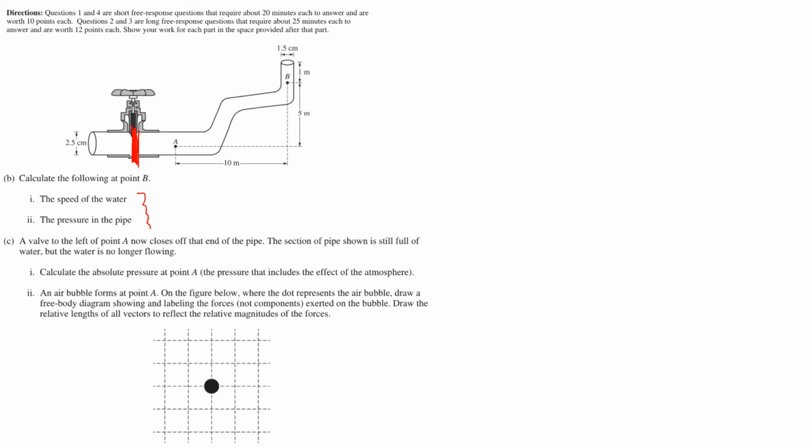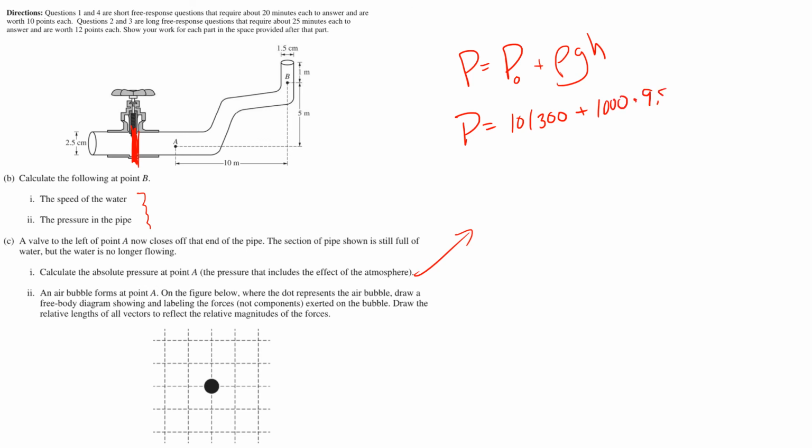Calculate the absolute pressure at point A. The pressure that indicates the height of the atmosphere. Okay, so absolute pressure, we have a formula for this. P is equal to P0 plus rho g h, right? The absolute pressure is going to equal the pressure of the atmosphere, so that's the 101,300, right? It's on your formula sheet as a constant. Plus the density is 1,000 times gravity, which is 9.8, times h. How far below is it? It is going to be 6 below because the point B is a meter below the surface there.